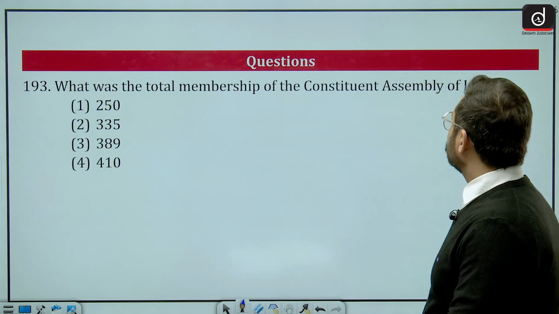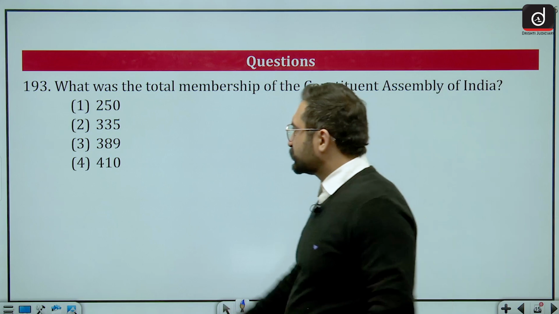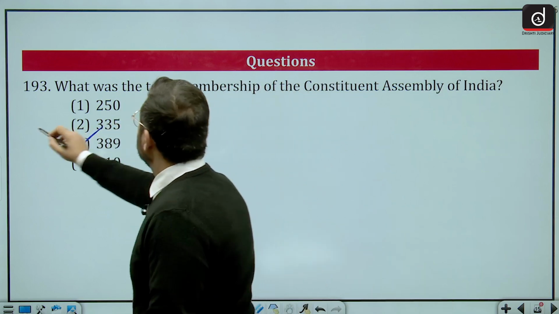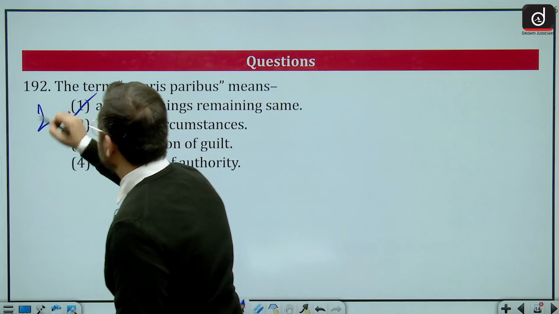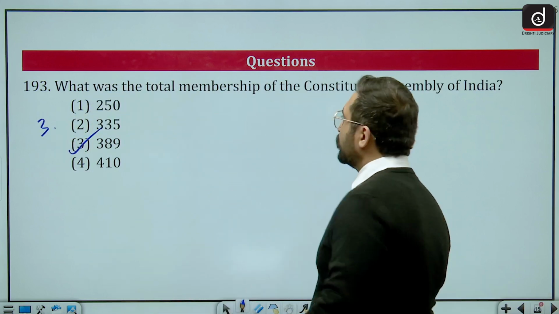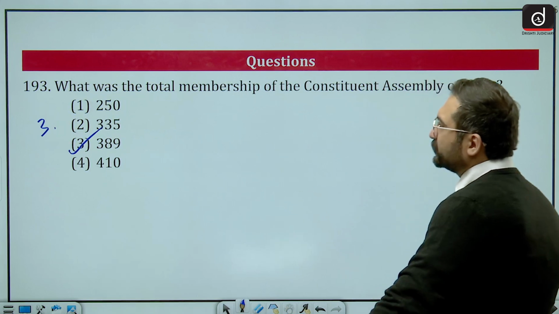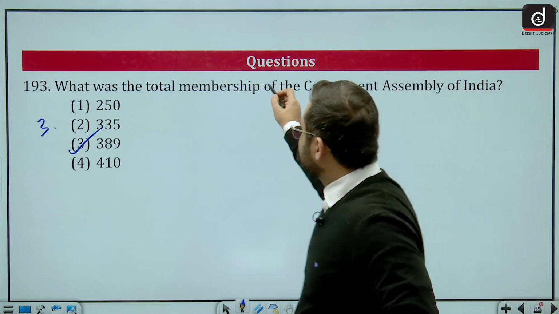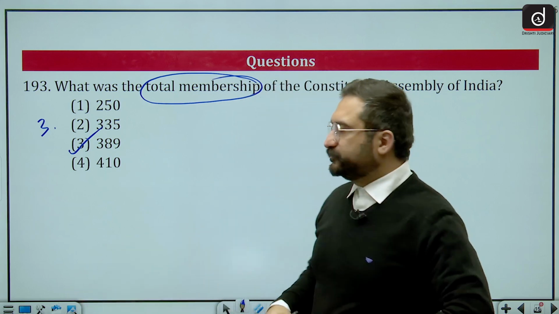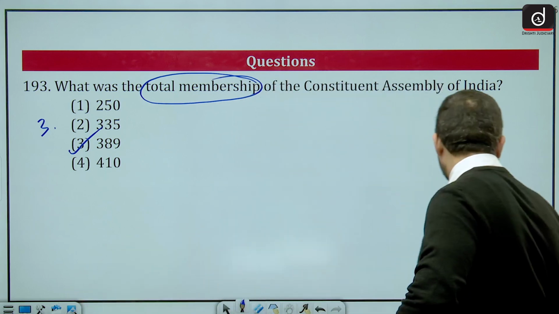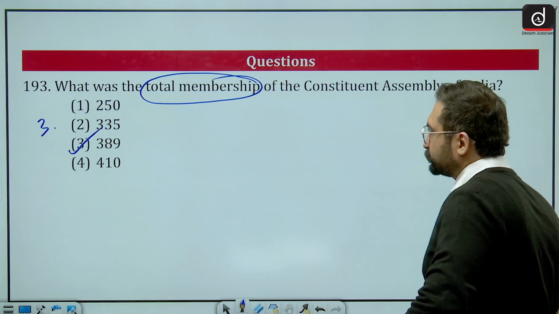What was the total membership of Constituent Assembly of India? It was 389. 3 is your answer. Option 1 is 192. 250, 335, 389, 410. Total membership was 389, which included everyone, all the electorates. Then there was shuffling after independence and all those things.